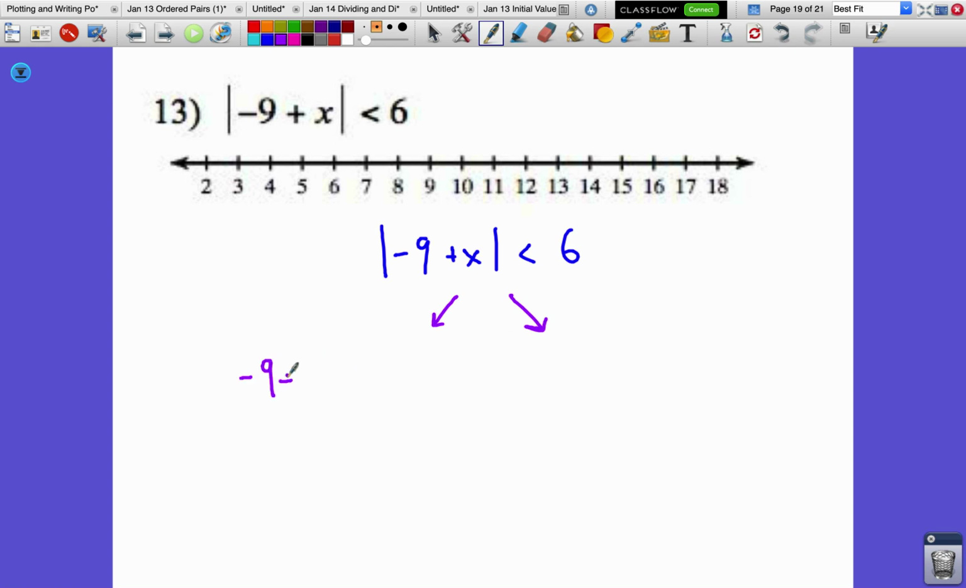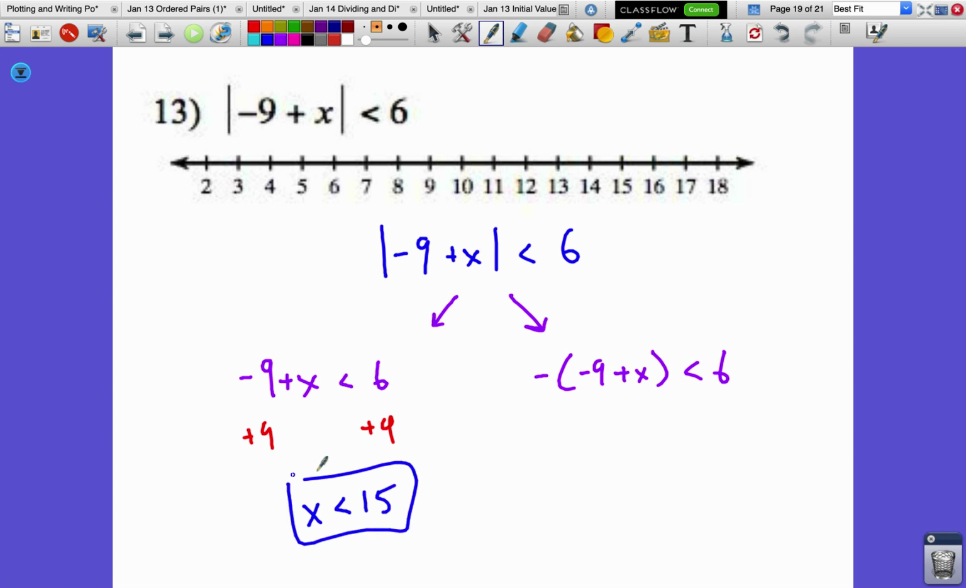So I get negative 9 plus x is less than 6, and negative parentheses negative 9 plus x is less than 6. We'll solve this side first. This side we just need to add 9 to both sides. And we get x is less than 15. And over here, I can distribute in that negative. I get 9 minus x is less than 6.